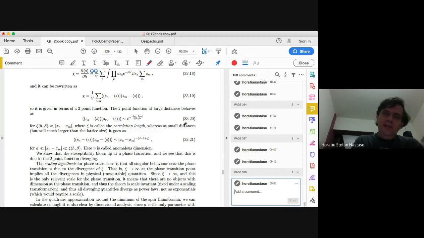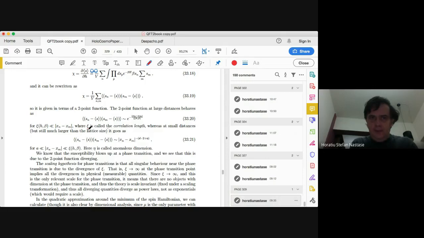The two-point function at large distances behaves like an exponential. So in this theory, you in general have a quantity called the correlation length, denoted by xi, that defines this two-point function. Large distances means the modulus of xn minus xm being much larger than this xi, and this xi will depend on the parameters, meaning on the temperature or beta, and on the external field h. Under this condition, this goes like exponent minus modulus xn minus xm divided by xi.